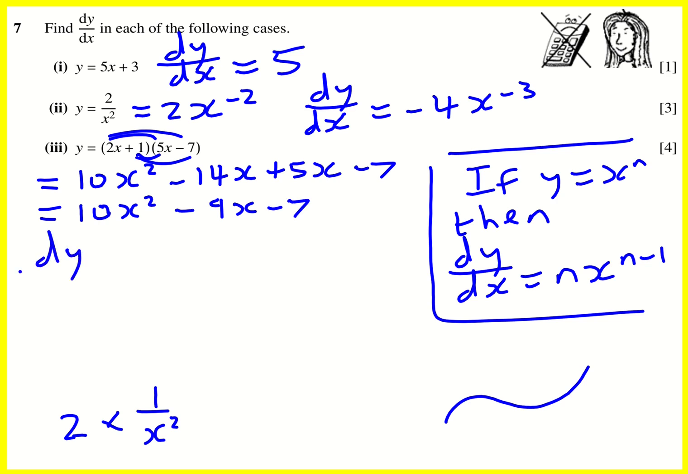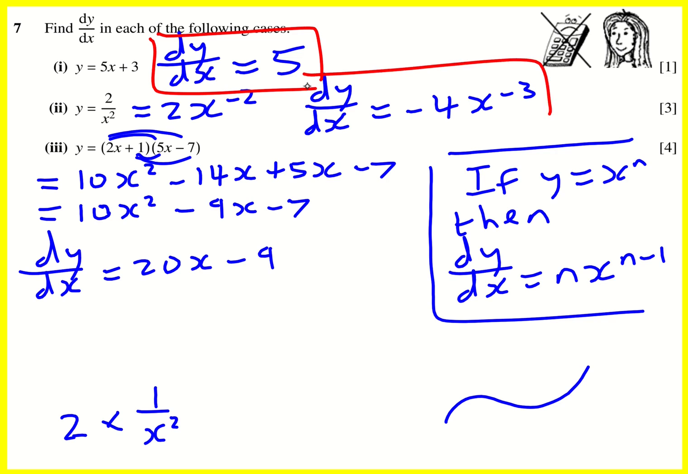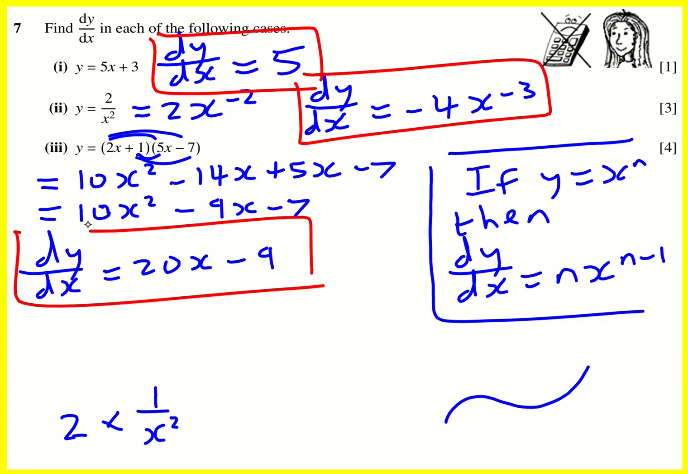Now I can find dy by dx because it's in the right form. It doesn't matter that I'm adding things, I just differentiate each term separately. Bring the 2 down, I'm going to get 20x, and here I'm going to get minus 9, and then the minus 7 disappears. So those are my answers: 5, minus 4x to the minus 3, and finally 20x minus 9.